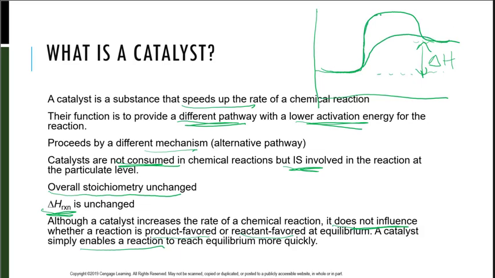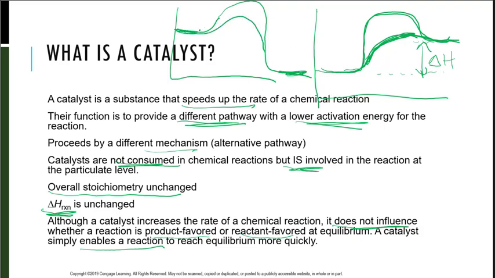Instead of having a high activation energy to get to the products, it has a lower activation energy. This would be with a catalyst. We could do the same with an exothermic reaction. If I have a big activation energy to get to my products down here, a catalyst would allow me to do it a different pathway with a lower activation energy.